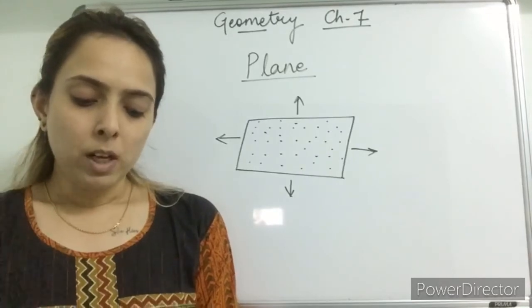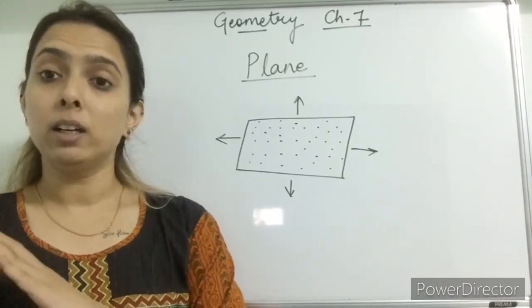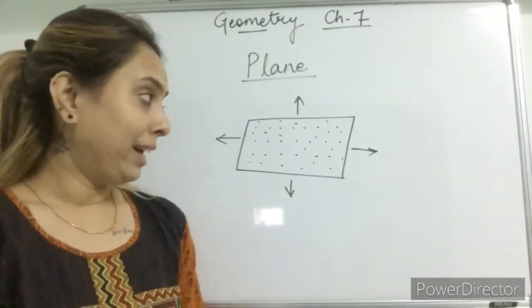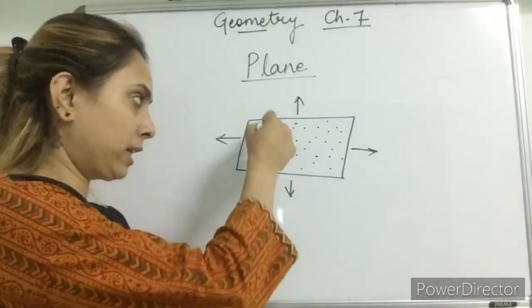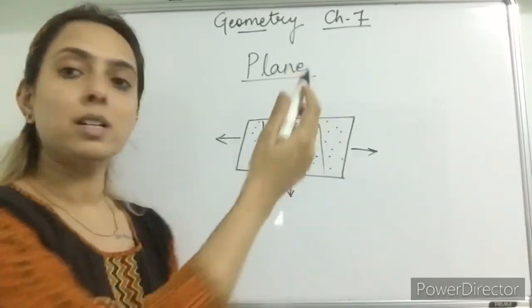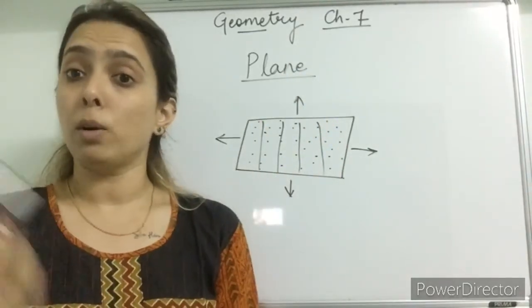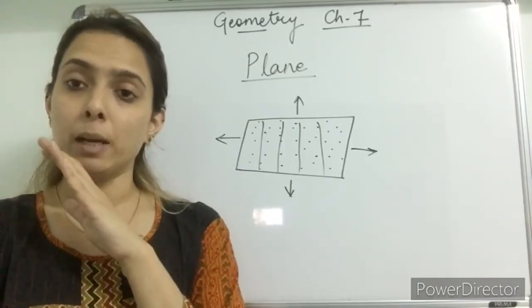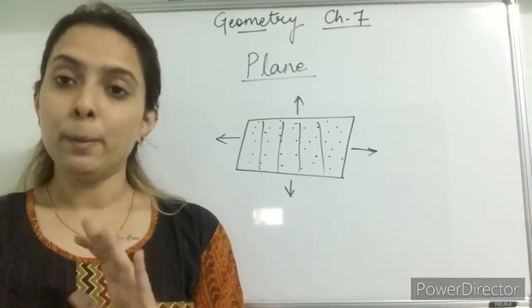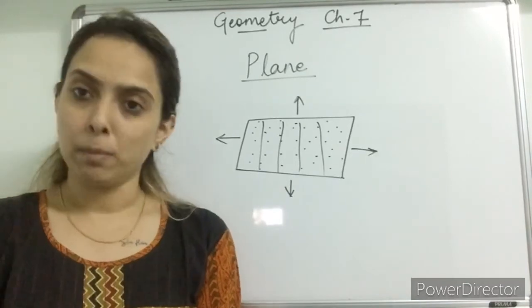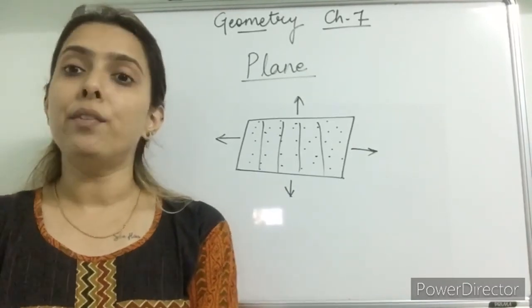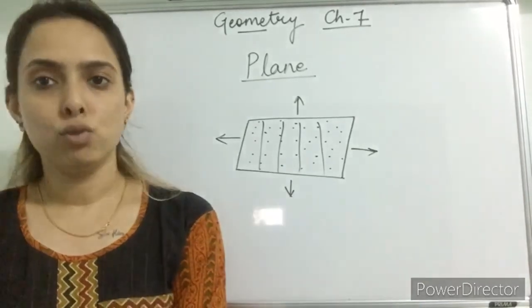The second point is a plane contains an unlimited number of lines. Okay? I can draw lines inside it, as many as I like. It all depends on me. So it doesn't have any fixed number of lines. The lines can be drawn unlimitedly. Then indefinite line segments and indefinite rays can be drawn.